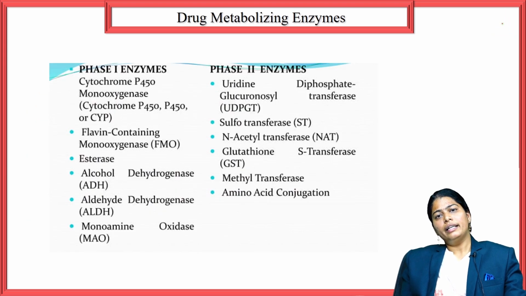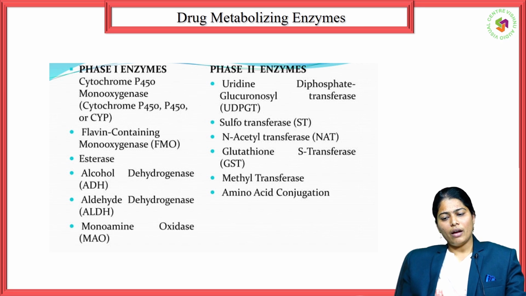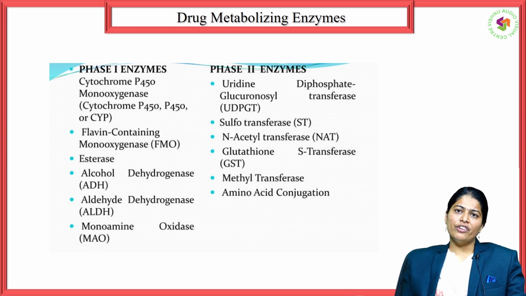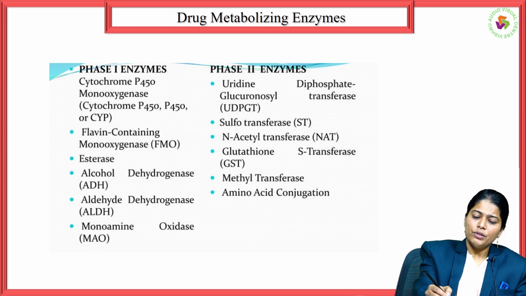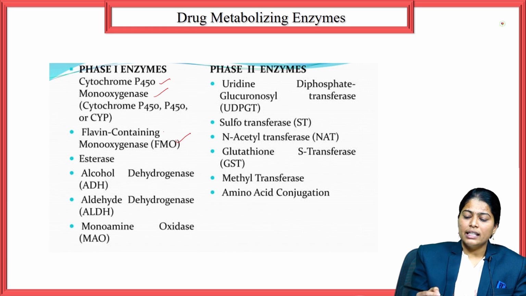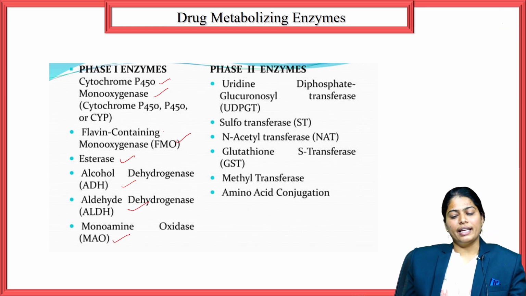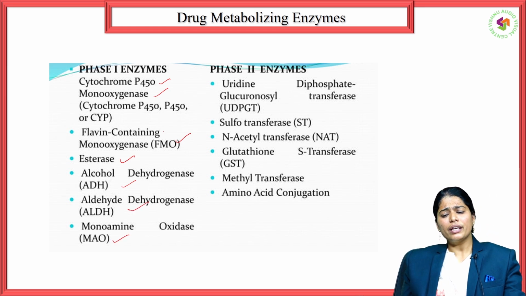Till now we discussed the different phases of metabolism. Now we'll discuss phase 1 and phase 2 enzymes, the enzymes which are responsible for the metabolism. Phase 1 enzymes include cytochrome P450 monooxygenase, flavin containing monooxygenase which we call FMO, esterases, alcohol dehydrogenase, aldehyde dehydrogenase and monoamine oxidase. These different enzymes work for different reactions.